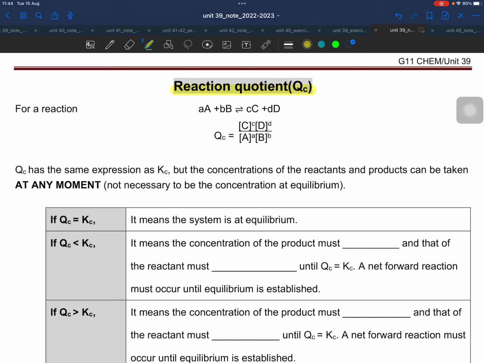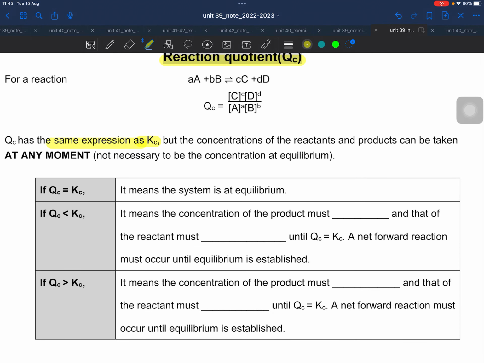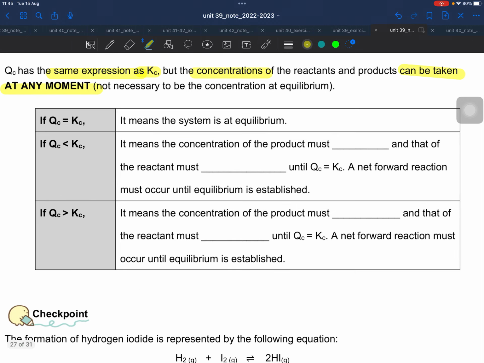The calculation of the reaction quotient is exactly the same as Kc, exactly the same. The only difference is that for Kc, you need to find the concentrations at equilibrium. This is Kc, no problem. But for the value of Qc, you can take it at any time you like. So let's write down the same expression as Kc, but the concentrations can be taken at any moment. I don't care whether it is at equilibrium or not. So there are three possible answers. The first one is both are the same. If yes, then congratulations, your system is at equilibrium already.